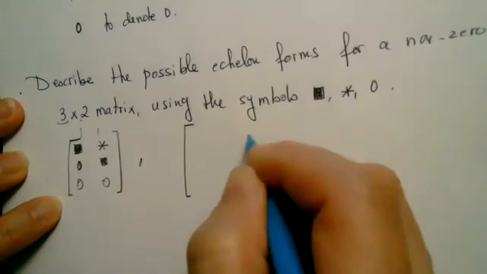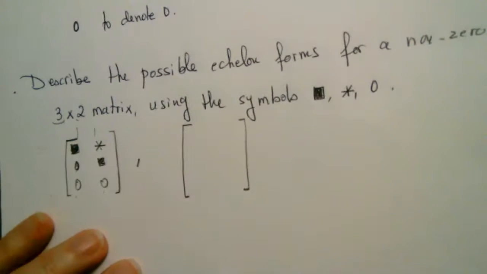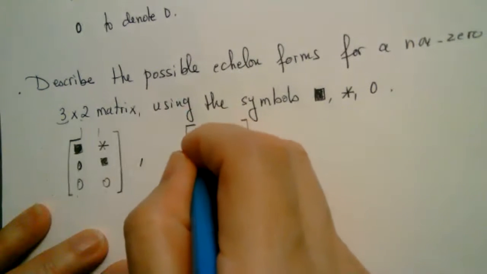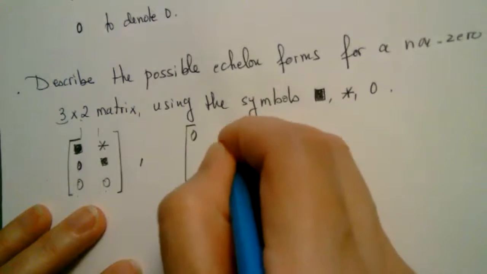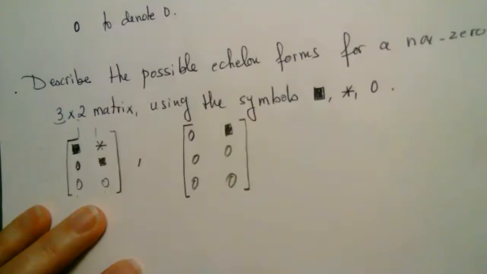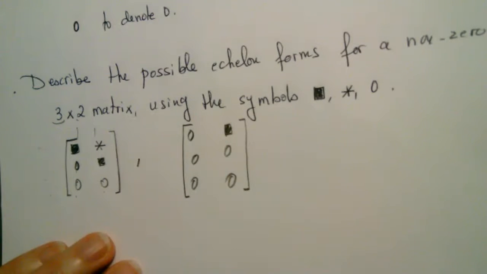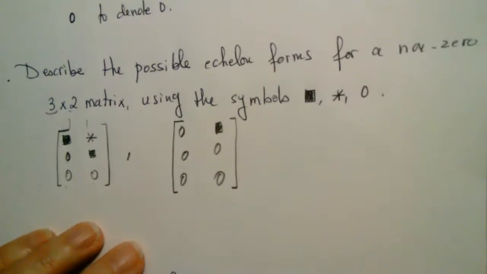Who can give me another scenario? Row 1, column 1 is 0. Row 1, column 2 is a box, and then the next two rows are all zeros. We have no other choices. Once you decide, we have no other choices. Okay. Is there any other possibility?